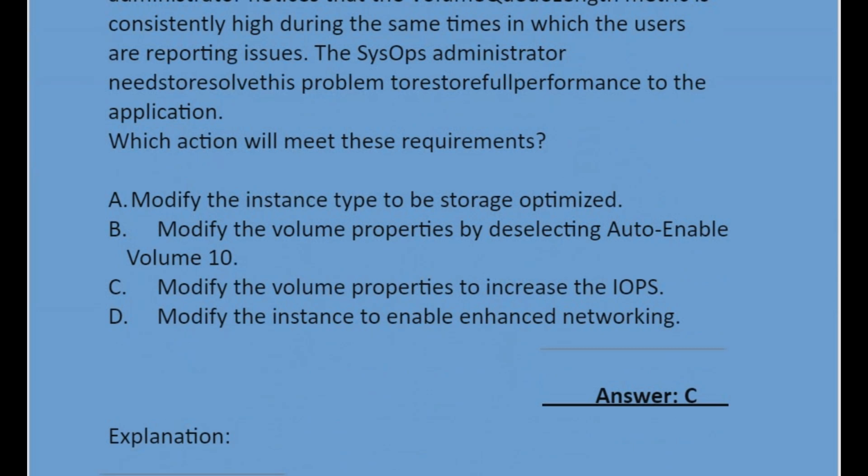Option A. Modify the instance type to be storage optimized. Option B. Modify the volume properties by deselecting Auto Enable Volume IO. Option C. Modify the volume properties to increase the IOPS. Option D. Modify the instance to enable enhanced networking. Correct answer is option C.